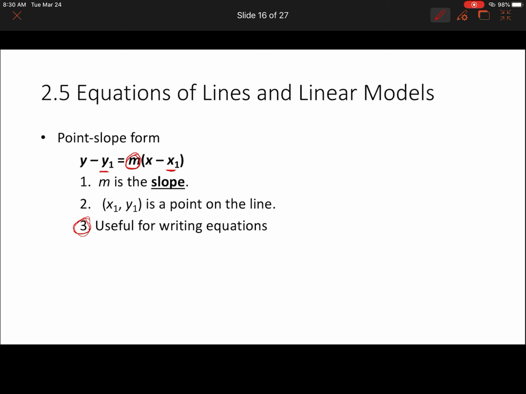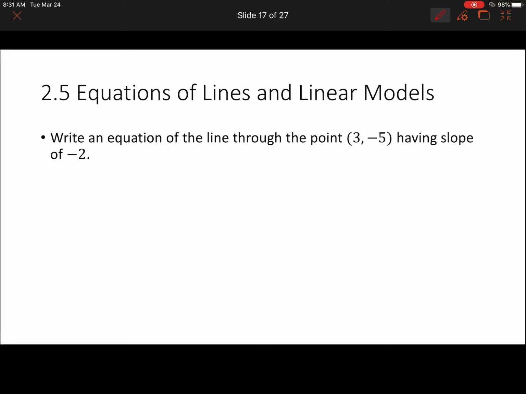98% of the time, when I ask you to write an equation, you're going to be using this form. You could use it every time, but for sure, about 98% of the time, you're going to use this form when I ask you to write an equation. And so we'll look at what that looks like here in just a second. Again, point and slope need to be used if we're going to write the equation.